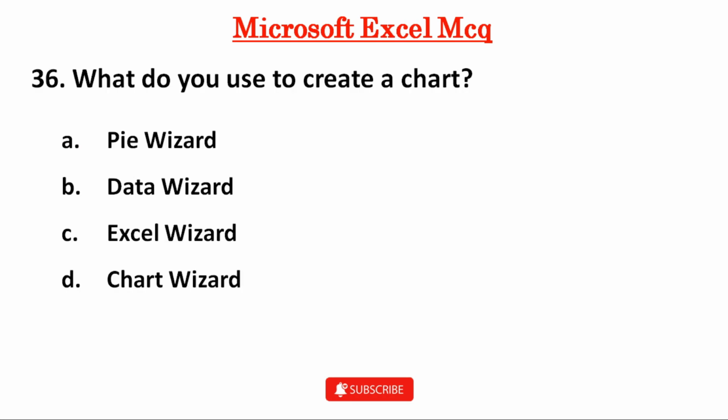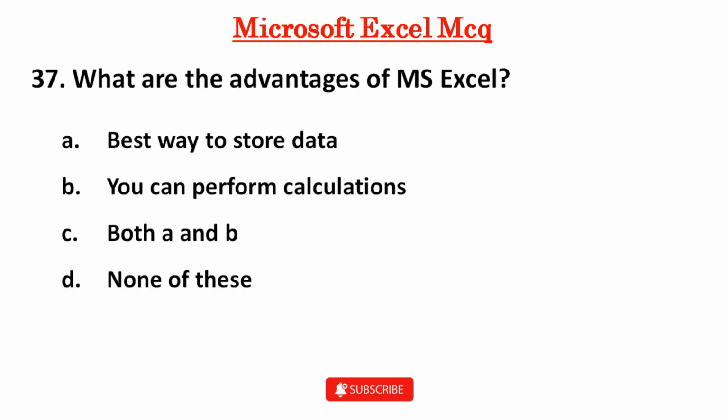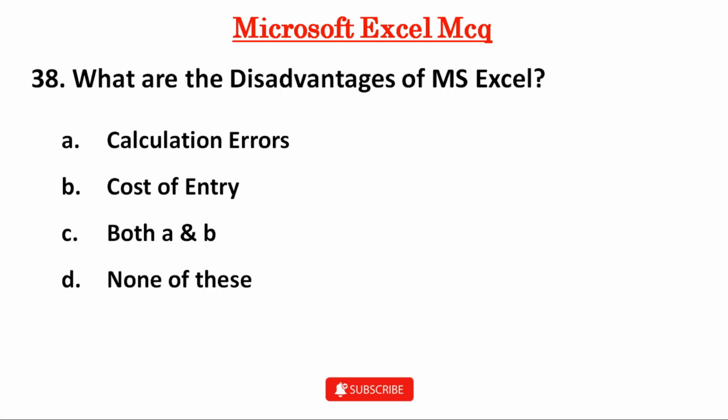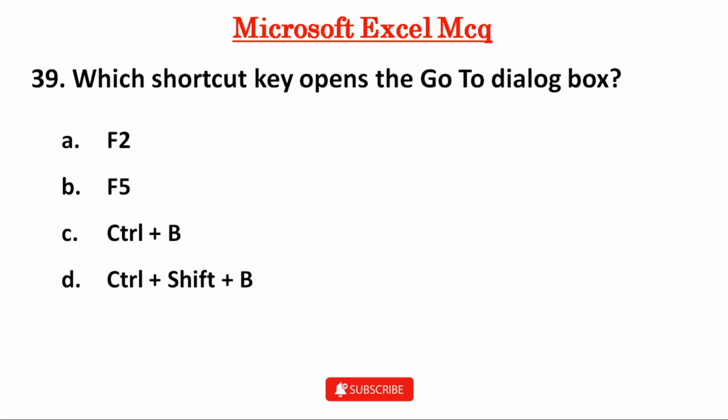Next, what do you use to create a chart? Right answer is chart wizard. Next, what are the advantages of MS Excel? Right answer is option C, both A and B. Next, what are the disadvantages of MS Excel? Right answer is option C, both A and B. Next, which shortcut key opens the Go To dialog box? Right answer is F5.